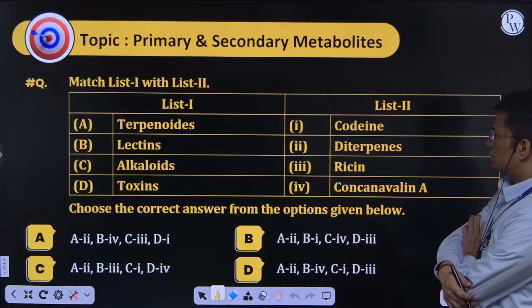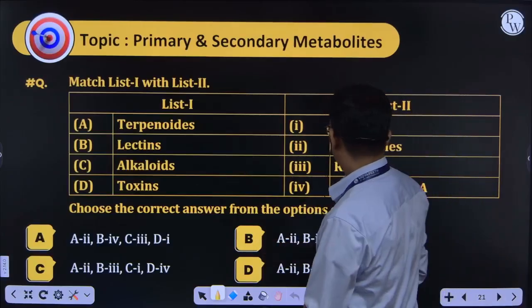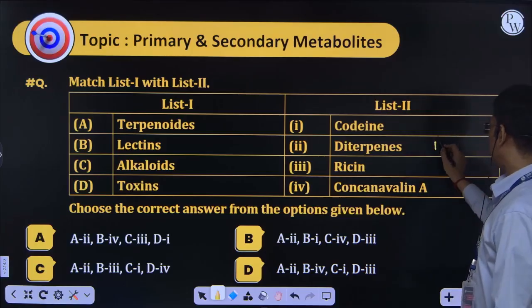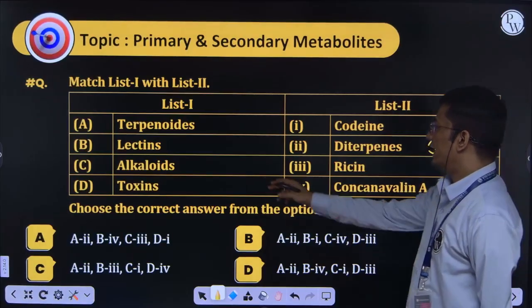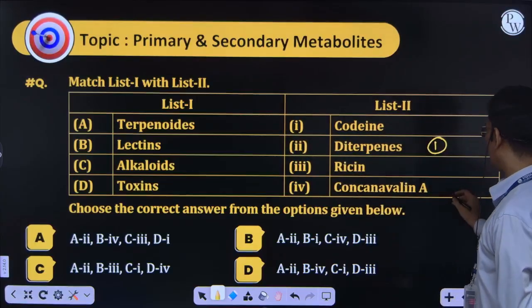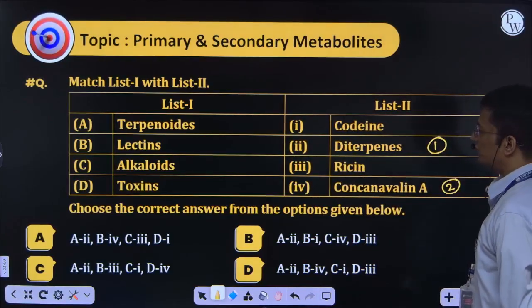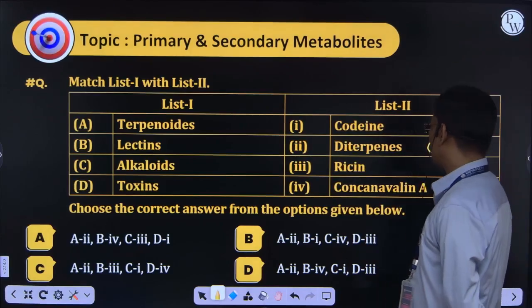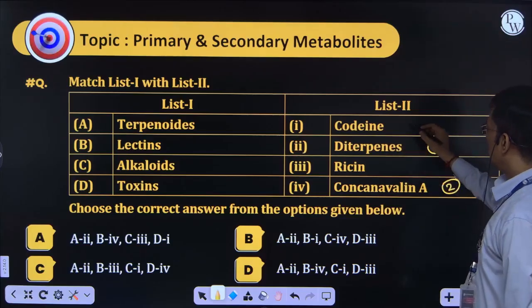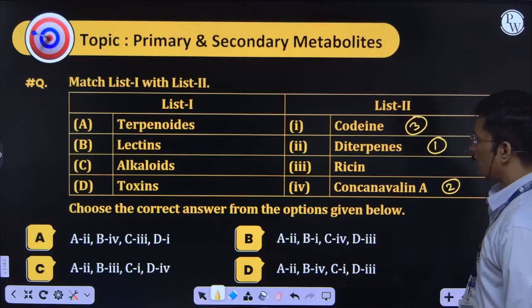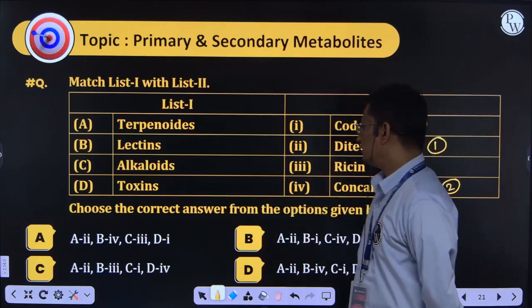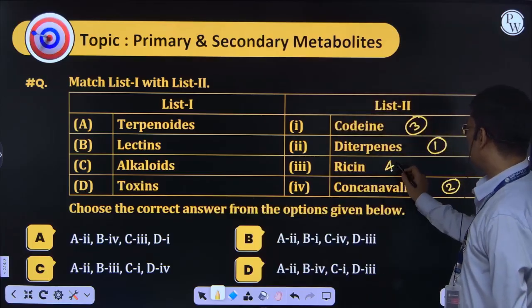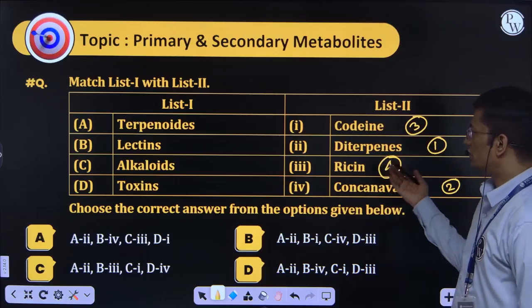Now we can categorize the things, match the list. Terpenoids. Diterpenes come under the category of secondary metabolites, that is terpenoids. Lectins. Concanavalin A is an example of lectin. Alkaloids. Codeine is an alkaloid. Morphine is an alkaloid. Morphine is extracted from Papaver somniferum. Toxins. Abrin and ricin. These are toxins. Clear? So in this way you can expect the question.